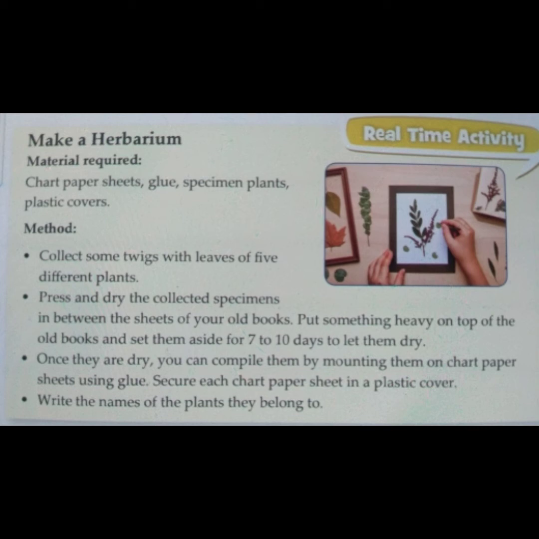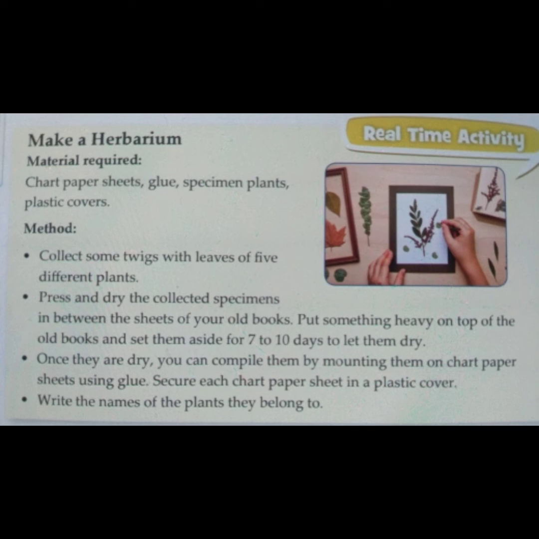Here you have to collect some twigs with leaves of 5 different plants. How many? 5 different plants. Then press and dry the collected specimens. Specimens are nothing but the plant parts which you have collected. Keep them between the sheets of your old books. Put something heavy on top of the old books and set them aside for 7 to 10 days to let them dry. Once they are dry, you can compile them by mounting them on chart paper sheets using glue.